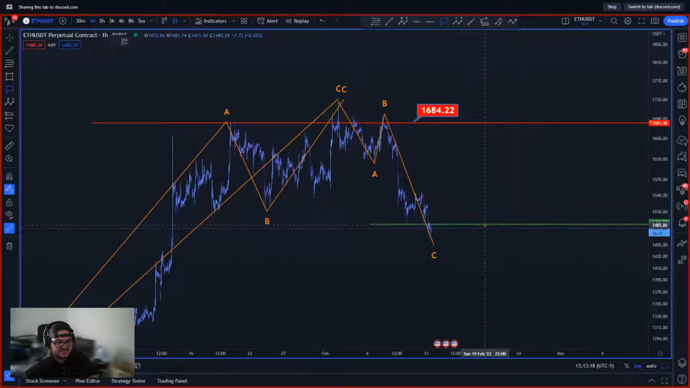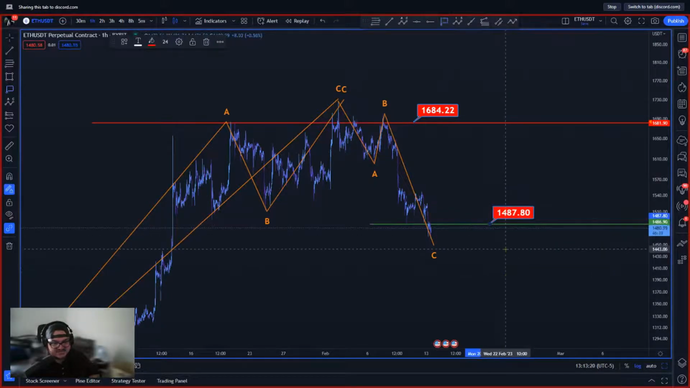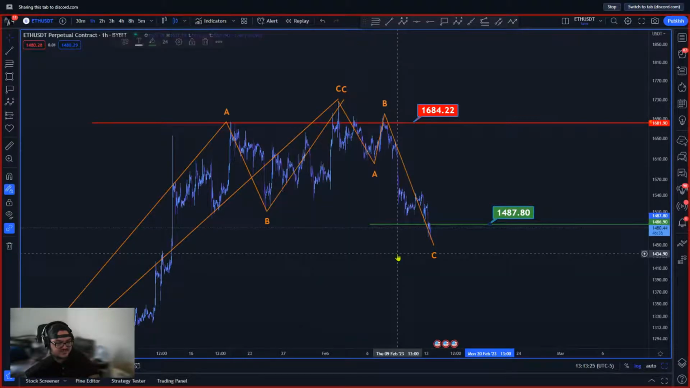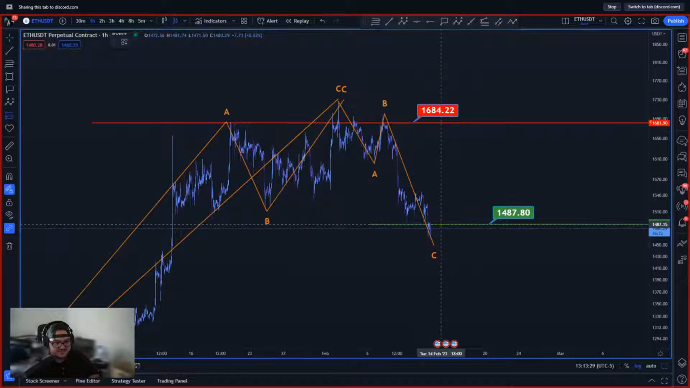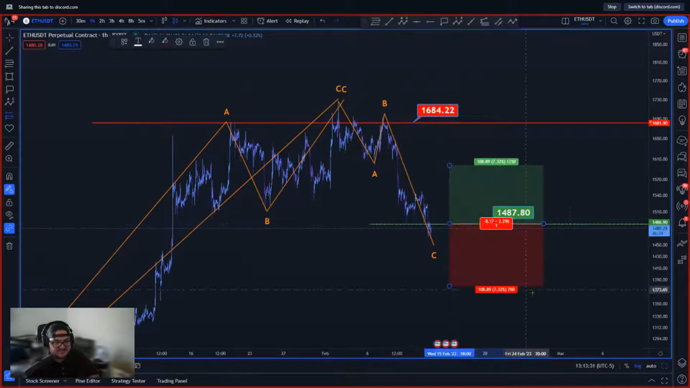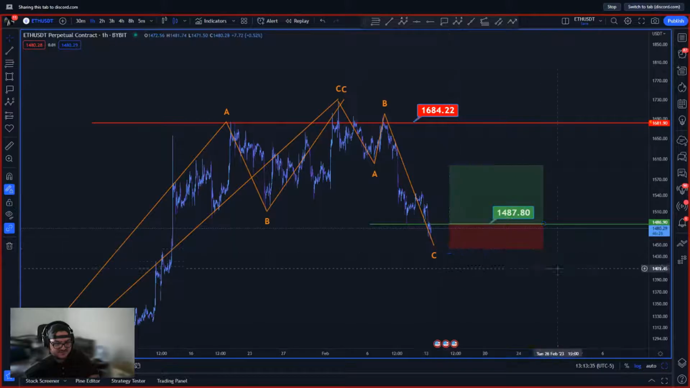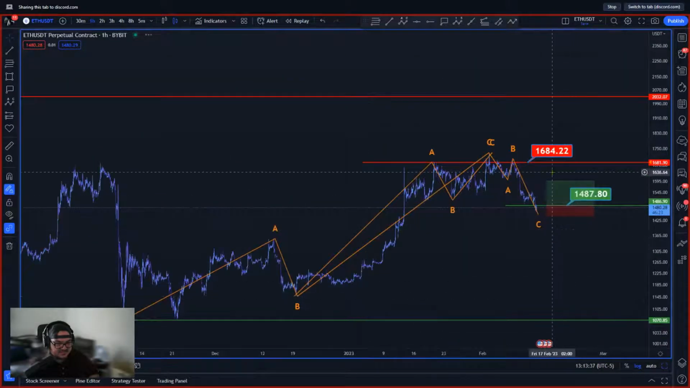So basically what we're doing in this situation is we're waiting for price to get back above 1487. And once price gets back above there, we're going to take a long position and try to play into the continuation of the bull market. And this goes back into what I was saying before with the continuation method.